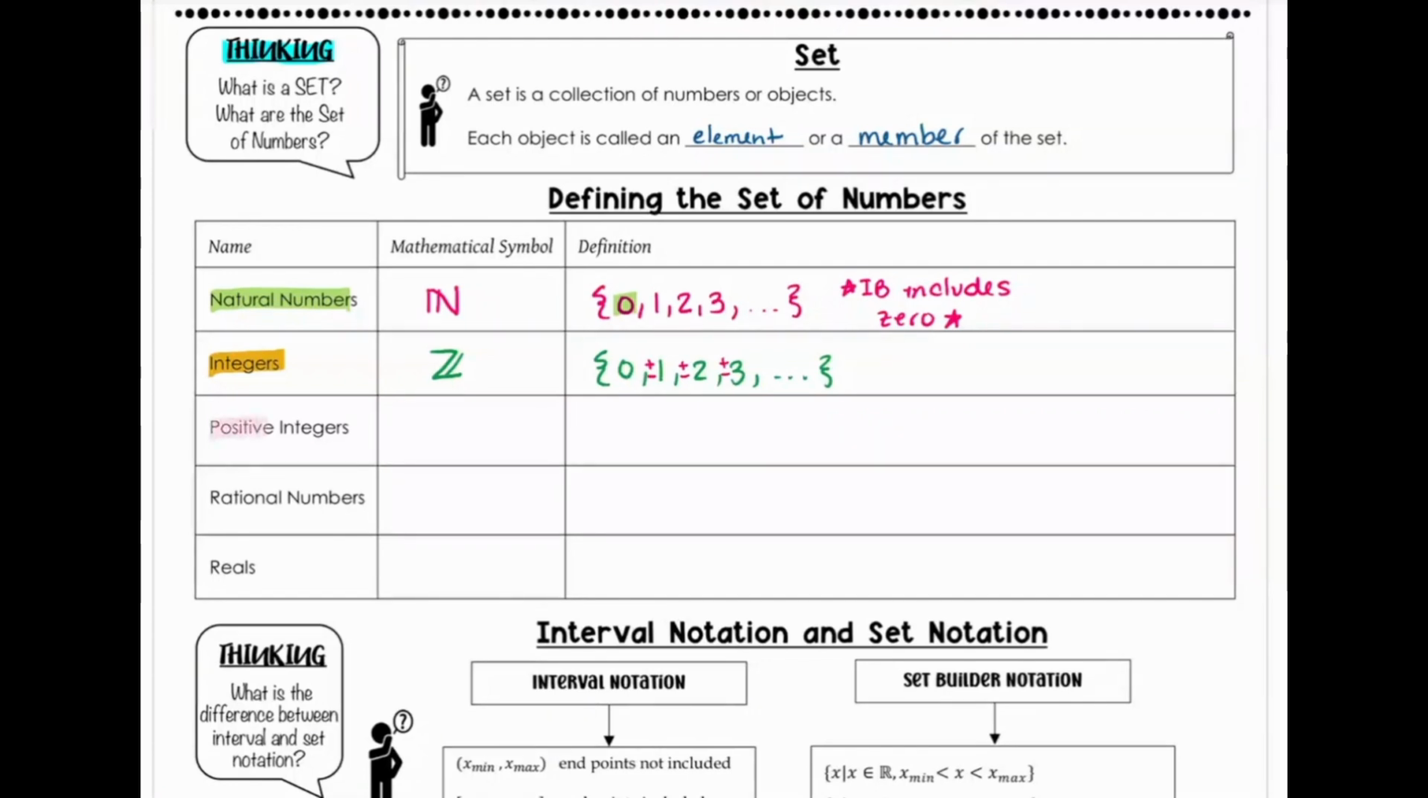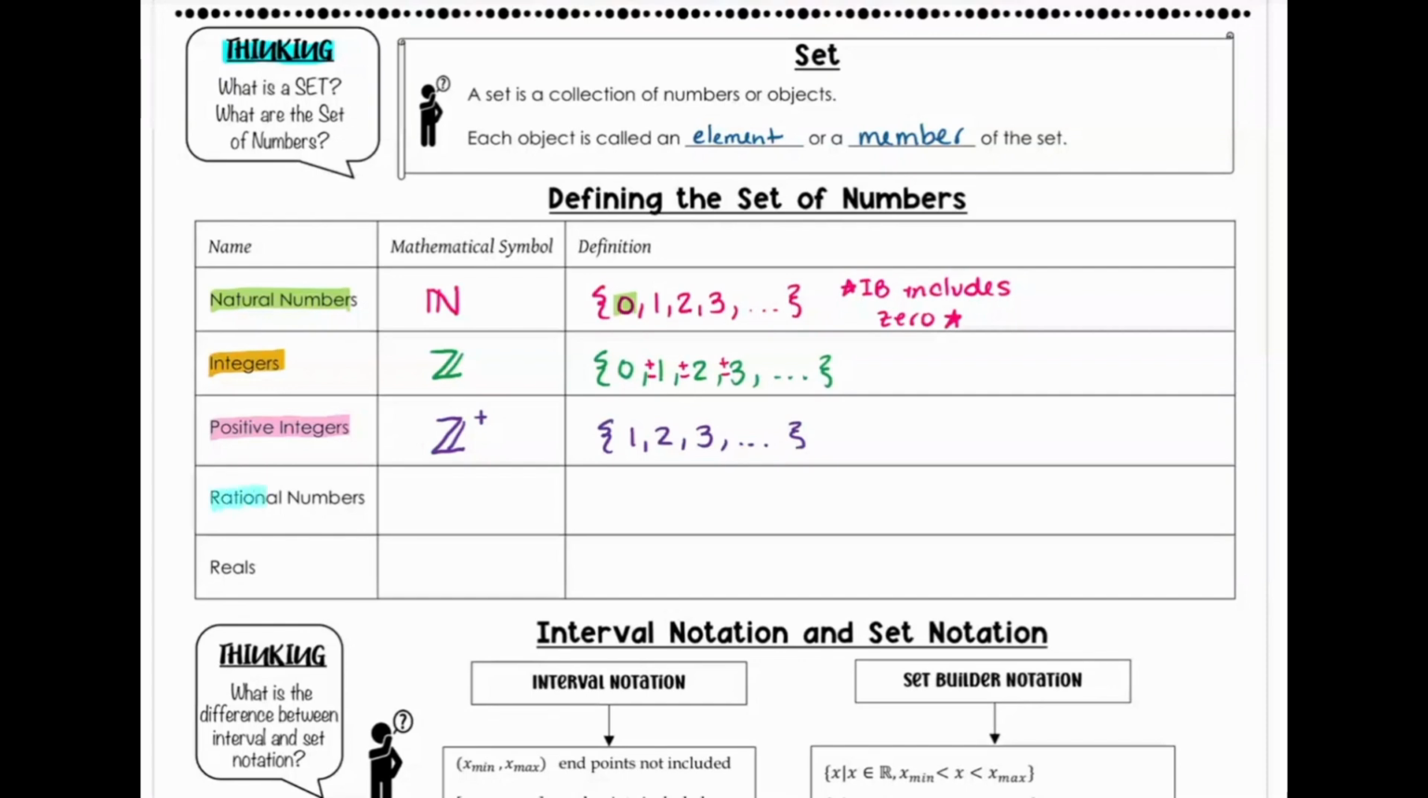Then we have the positive integers. The positive integers are the set of integers, but we're going to denote that we are only talking about the positives. So this set of numbers starts with positive 1, 2, 3, and so forth. The reason that the natural numbers include the number zero is because in IB, we tend to talk about the positive integers. Let's keep going.